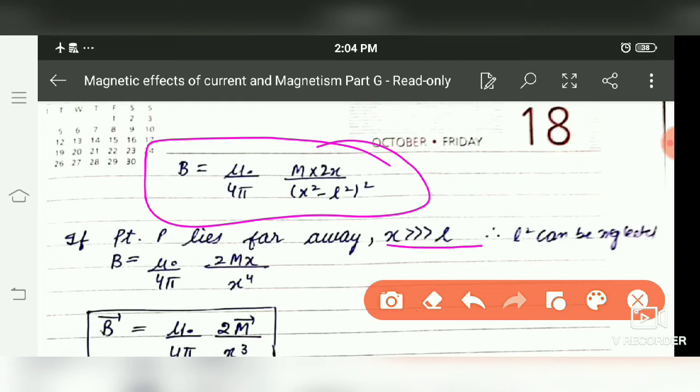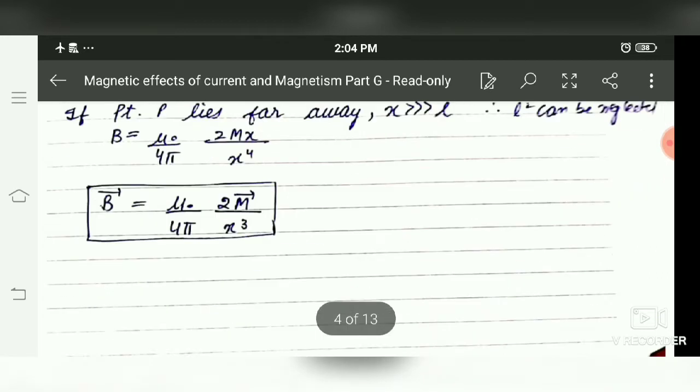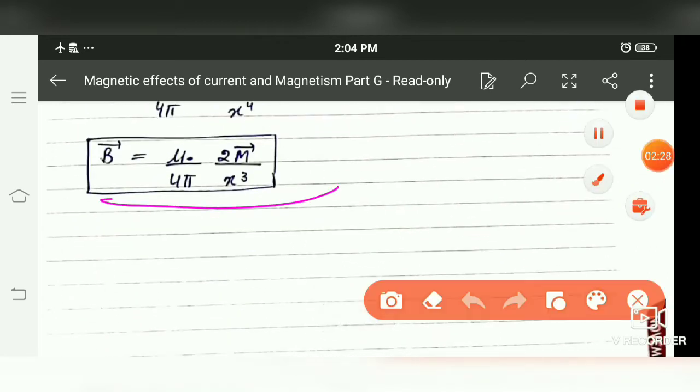And if x lies very far away from the center, then this becomes equal to this. So this is the final expression for the short magnetic dipole.